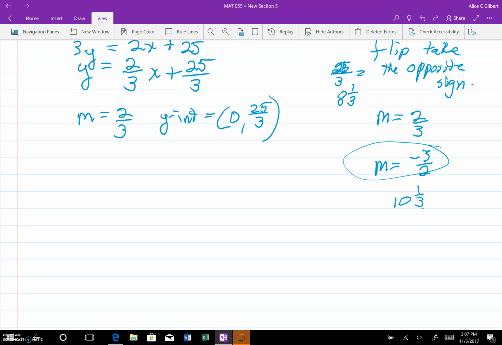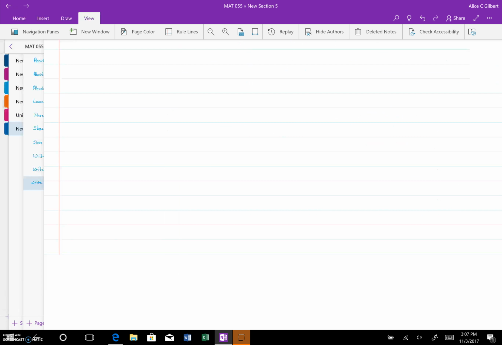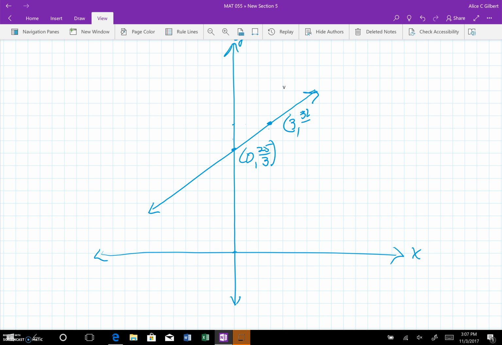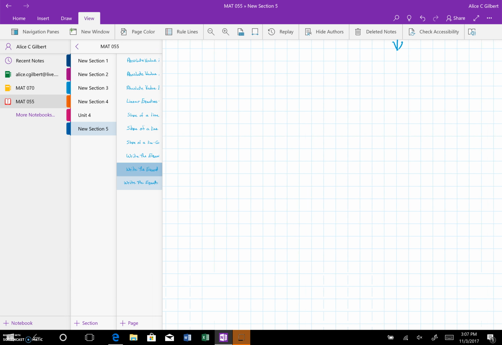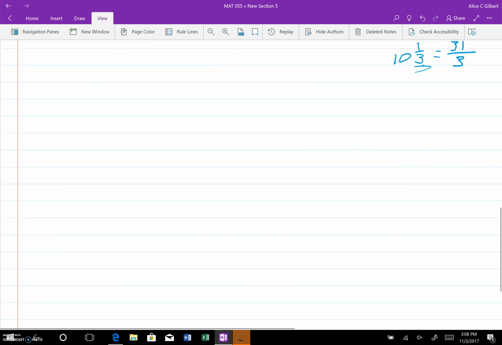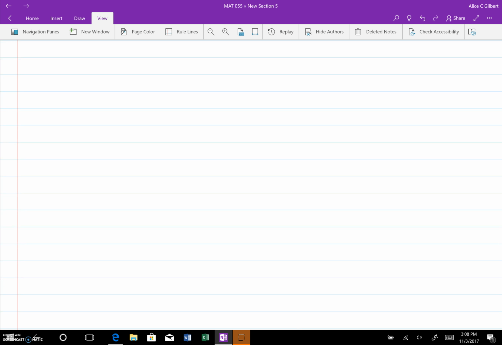So 10 times 3 is 30 plus 1 is 31. So that's my new numerator. And we always keep the same denominator. So 31/3. And I'm done. Okay? Now, let's do it again, just so we can go through it and remind ourselves.